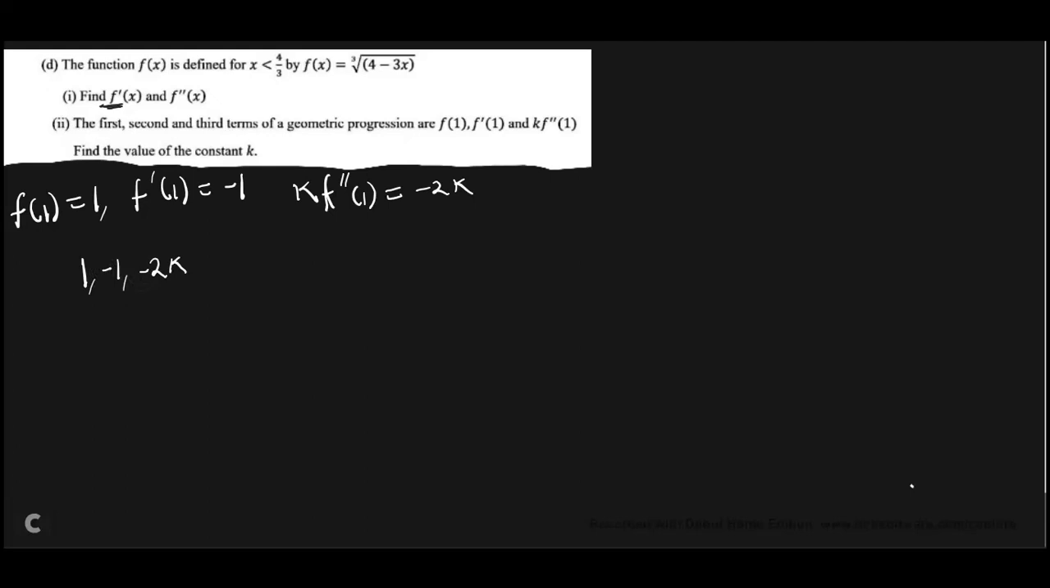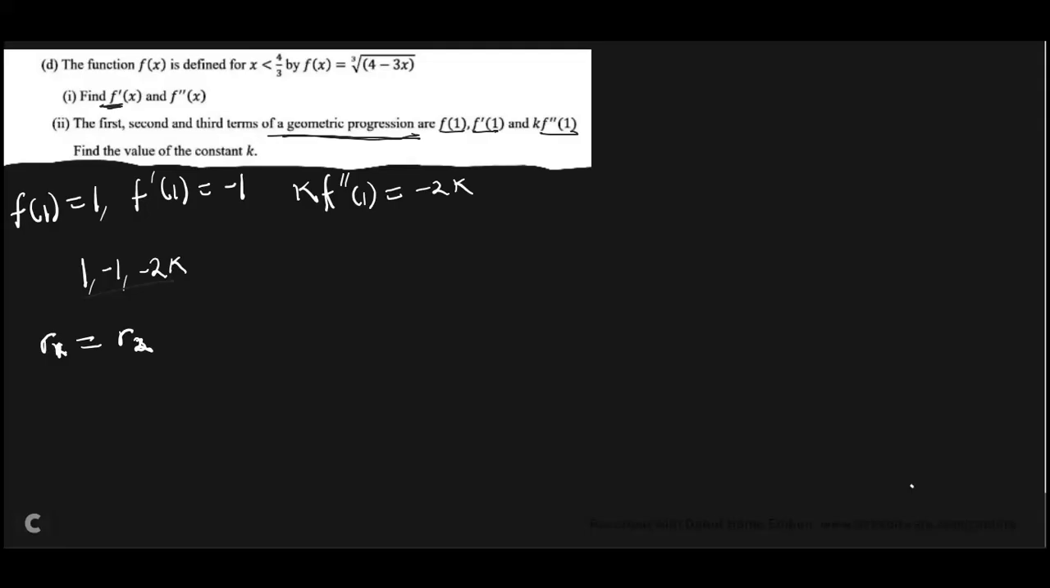Now the question says the first, the second and the third terms of the geometric progression, right? We have already found f of 1, the first derivative of 1, and k times the second derivative of 1, right? We have found all of them and put them in that. It's a geometric progression, meaning that they have the same common ratio, meaning that the common ratio at 2 is equal to the common ratio at 3. Is it okay? Or common ratio at 1 is equal to common ratio at 2.